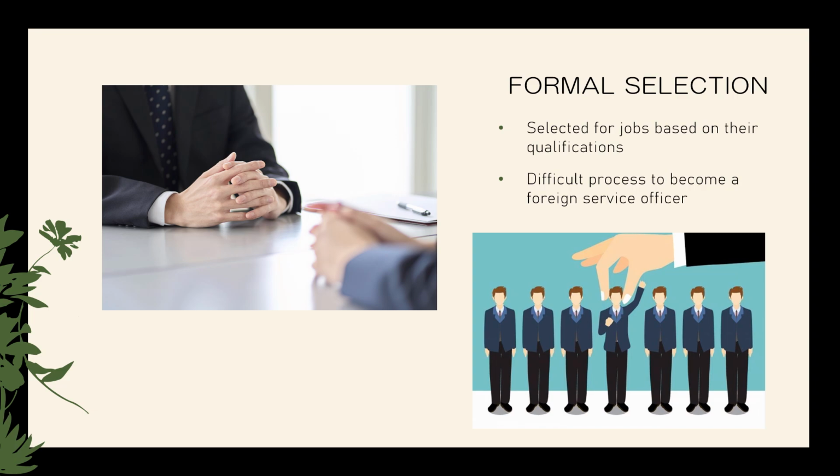Then we have formal selection, which basically means that they're selected for their job based on their qualifications. This connects to the idea of the spoils system, how people were appointed for government jobs because of the connections that they had or because they supported somebody. But this is more like the merit system, which means that you're selected based on your qualifications, not because you have connections. An example of this is that there's a difficult process to become a Foreign Service Officer, which I'll talk about a little bit later, but there are a lot of steps that you have to take in order to get this job.